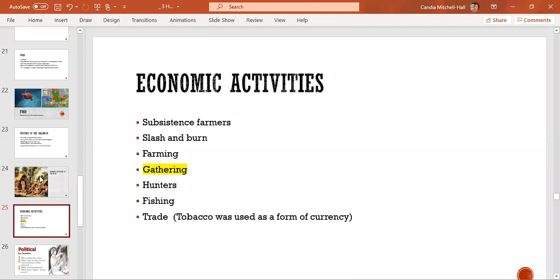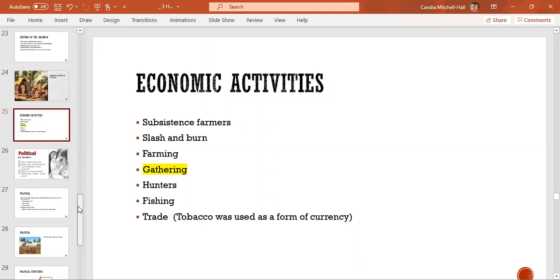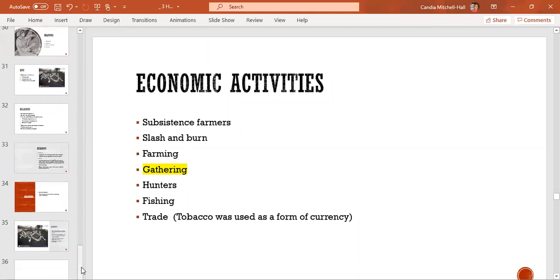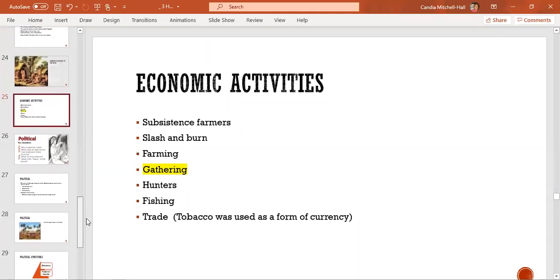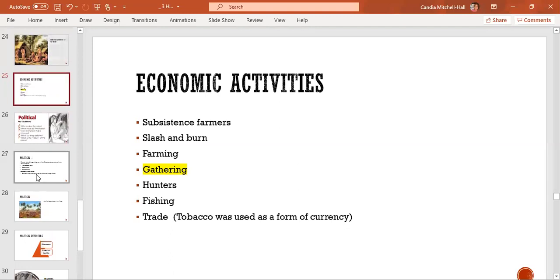Next, their economic practices, very similar, but one of the major differences between the Kalinagos and the Tainos was that the Kalinagos used tobacco as a form of currency. Major, major difference. So they were subsistence farmers. They did slash and burn, they farmed, they gathered, they were hunters, they fished, and they also traded.